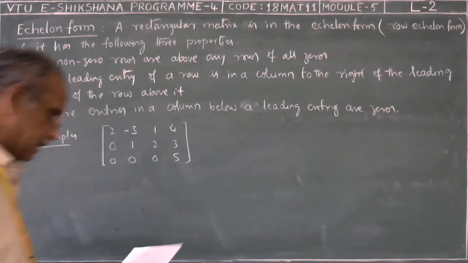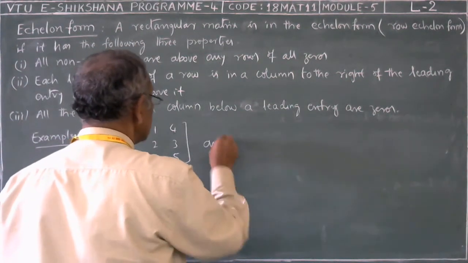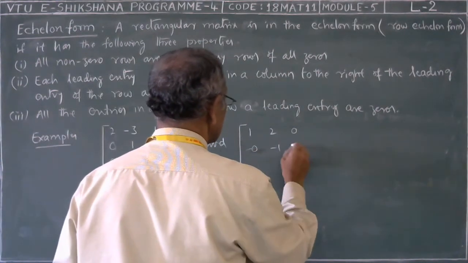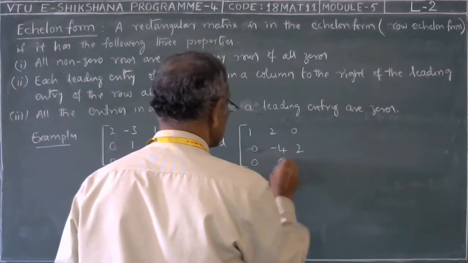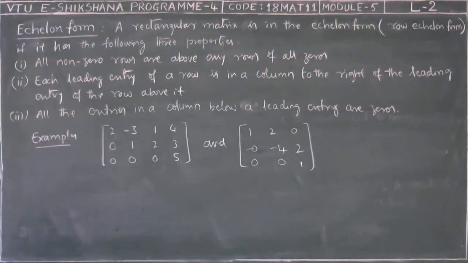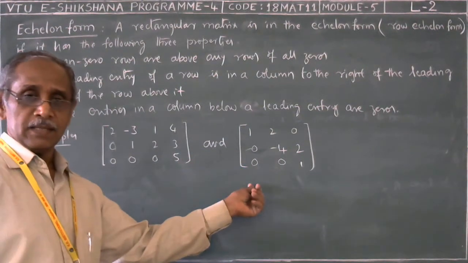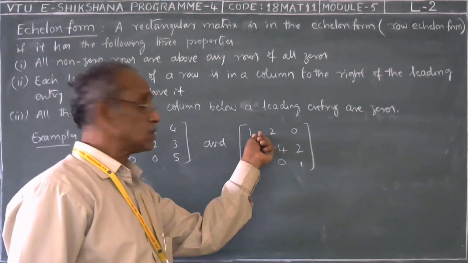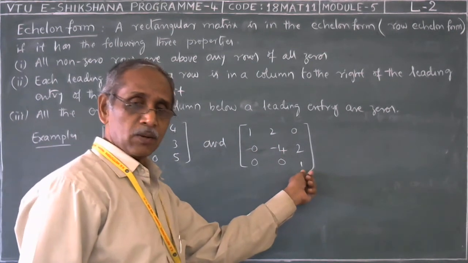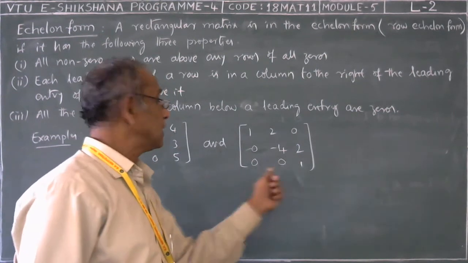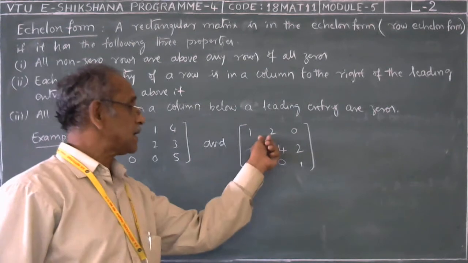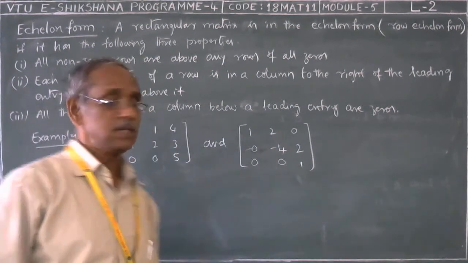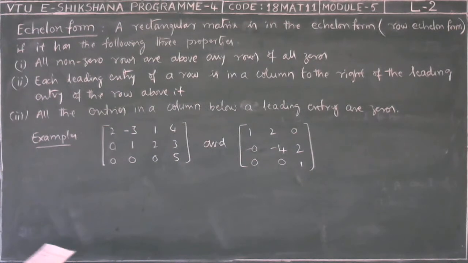Then similarly, another example you can give: 1, 2, 0, 0, minus 1, minus 4, 2, 0, 0. This is also in the echelon form. The leading entry in the second row is to the right of the leading entry in the first row. Similarly, the leading entry in the third row is to the right of the leading entry in the second row. And all elements in the column below the leading entry are zeros. So we stop here. These two are in echelon form.